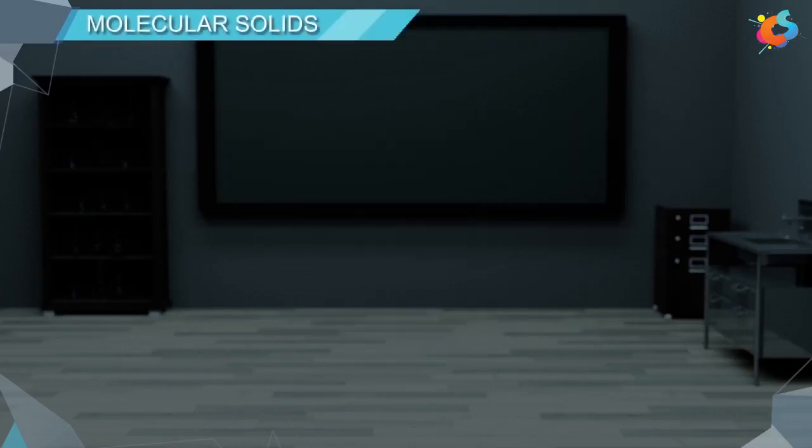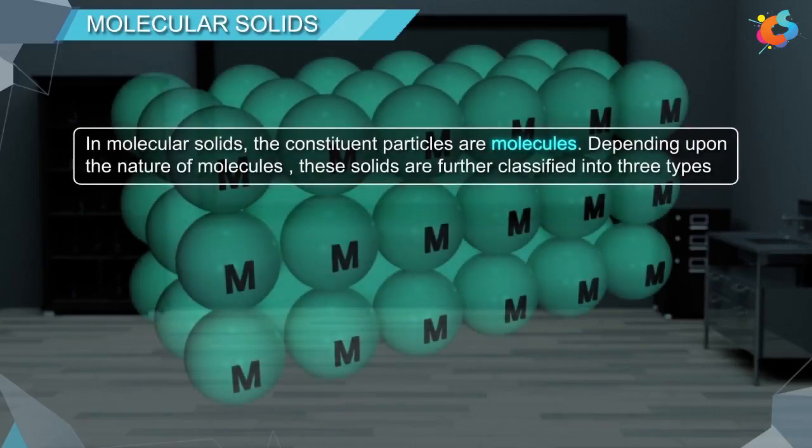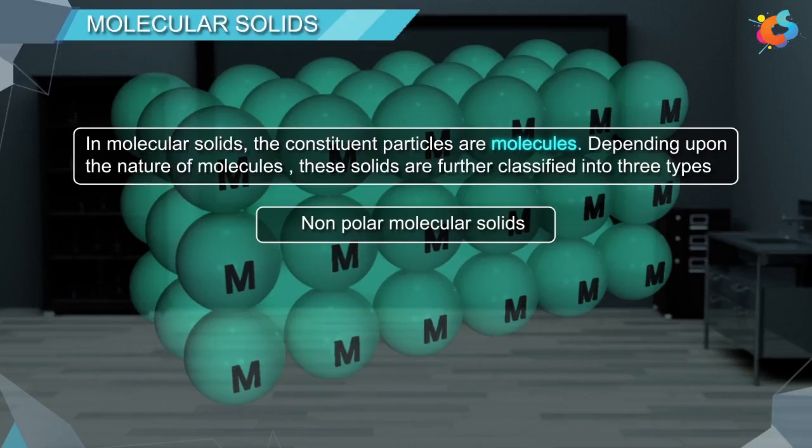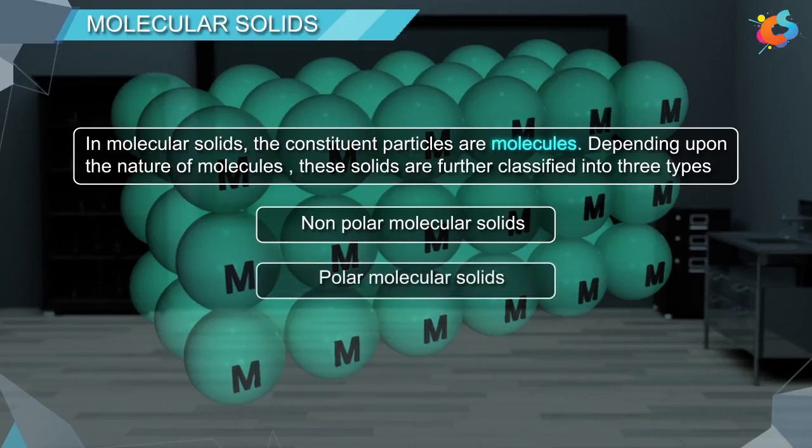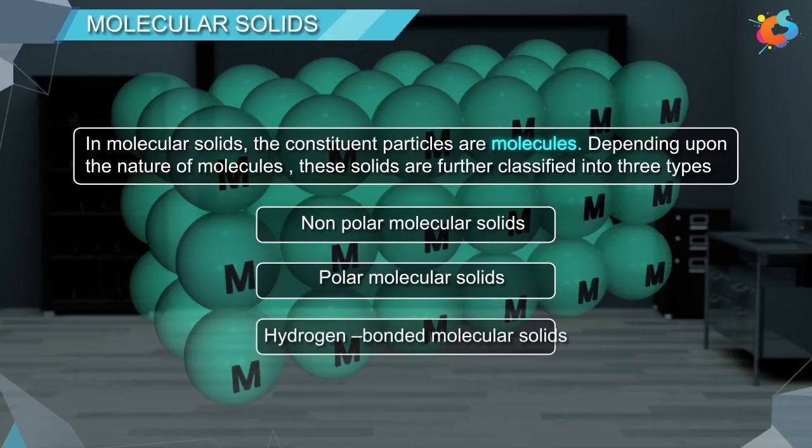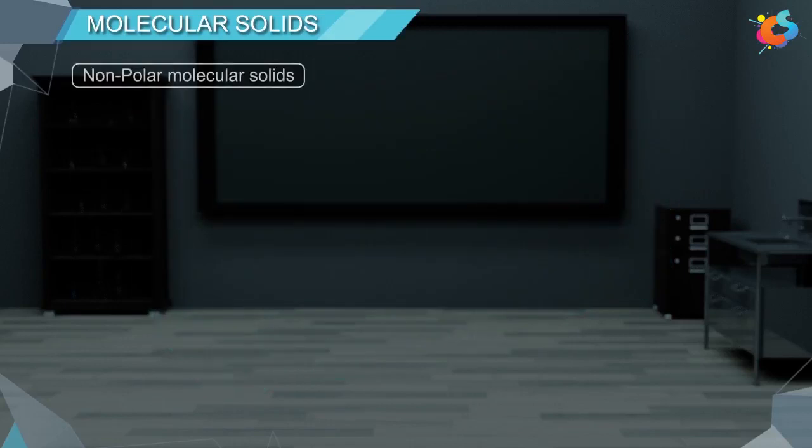Firstly, let us take up molecular solids. In molecular solids, the constituent particles are molecules. Depending upon the nature of molecules, these solids are further classified into three types: nonpolar molecular solids, polar molecular solids, and hydrogen bonded molecular solids. What are nonpolar molecular solids?